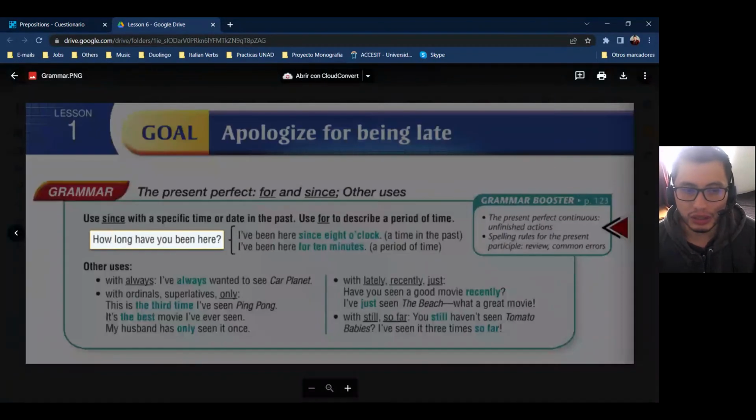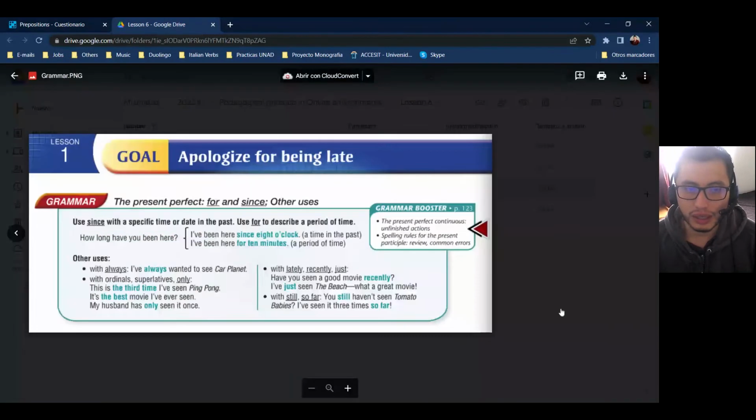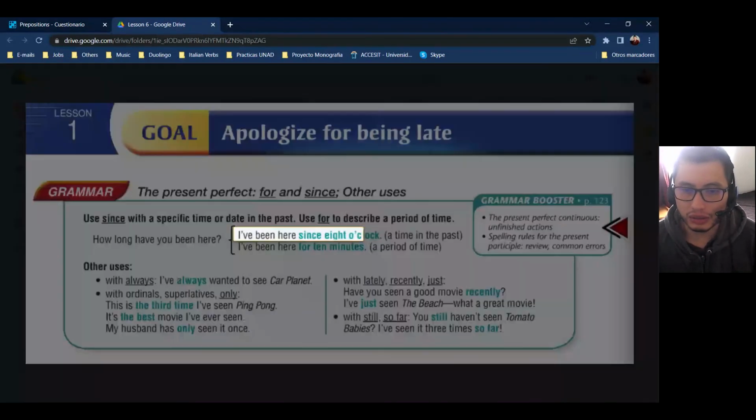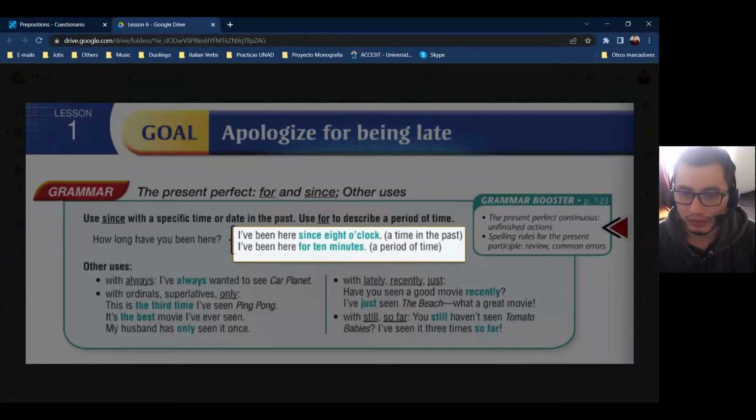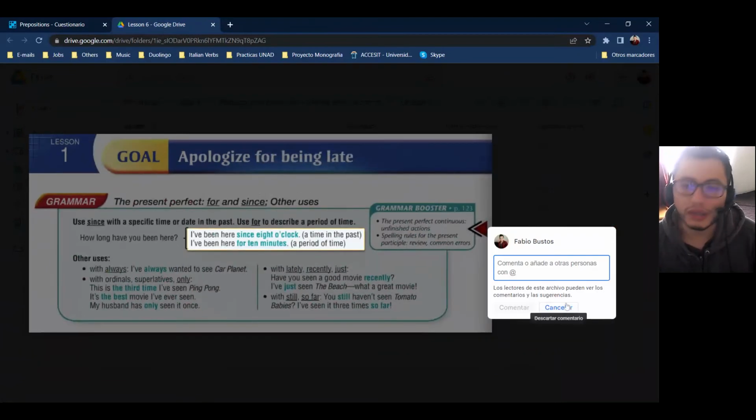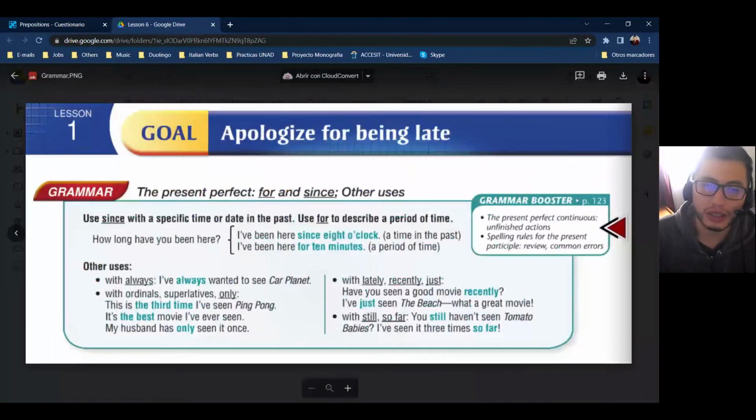How long have you been here? So the answer is, I have been here since 8 o'clock, a time in the past, specific, so that's why we use since. I have been here for 10 minutes. 10 minutes is not specific. 10 minutes is a period of time, right? Very good. Write down on the chat box one example with since, one example with for, right?